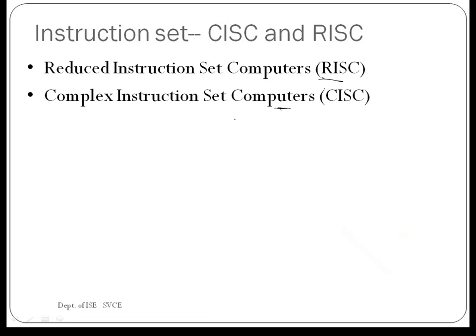Now how do these instruction sets work? The first one, RISC, always has simple instructions. Simple instructions are used for writing the program. Whenever the instruction itself is simple, the number of basic steps required can be less.